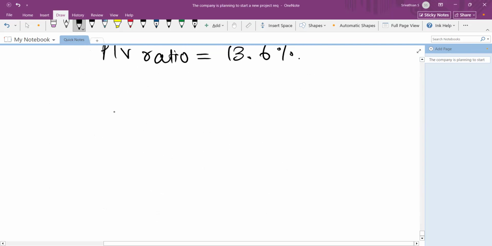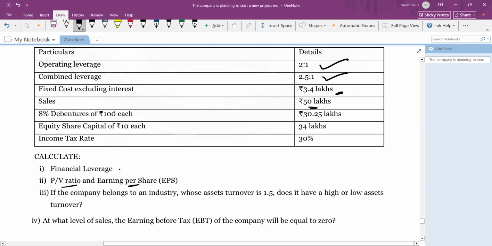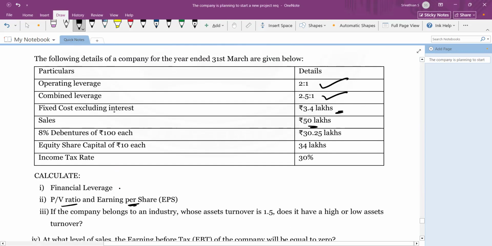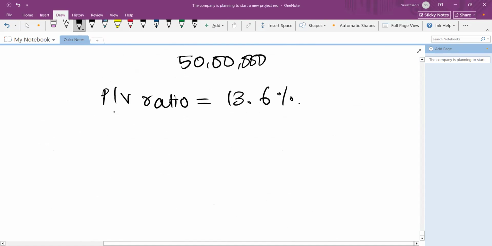Now we have one more thing that needs to be calculated in this requirement, which is earnings per share. For calculating earnings per share, we need to prepare the income statement, right? There are two methods of doing it. One is we can take it from the sales. From sales, subtract variable cost, we get contribution, minus fixed cost, EBIT. Or else we can directly start from EBIT. So what I'm going to do is directly start the calculation from EBIT. So here, calculation of EPS. Let me write it.